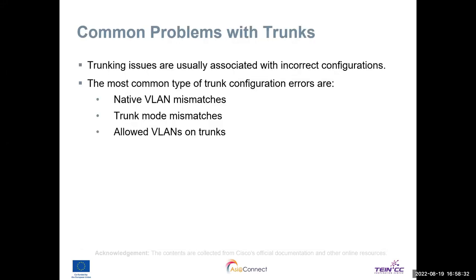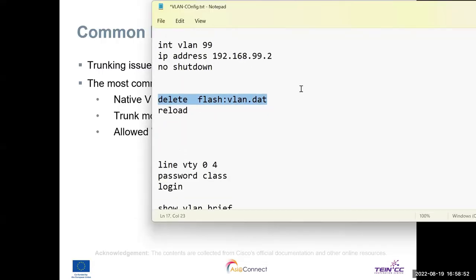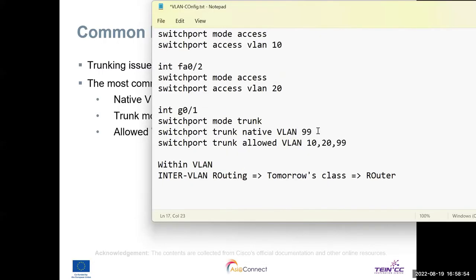Okay. So let me discuss some things about the last part. We have to be very sure about what happens if we mismatch the VLAN. Let me show you. Say we have two switches, right? On switch one, I have set VLAN 99 as the transport. And in the other switch, I make it VLAN 1. So do you think it will work? One side says 99, another side says 1. Do you think this will work?